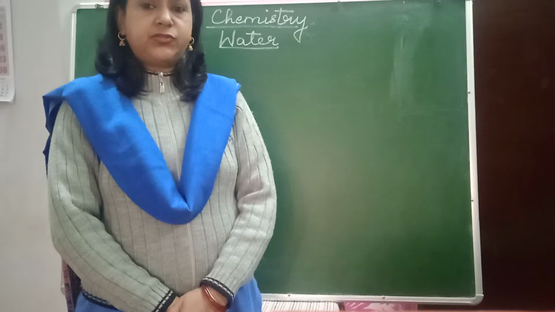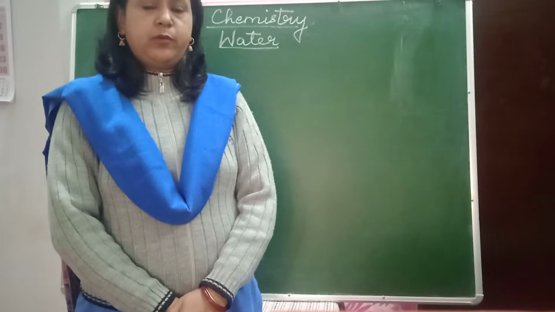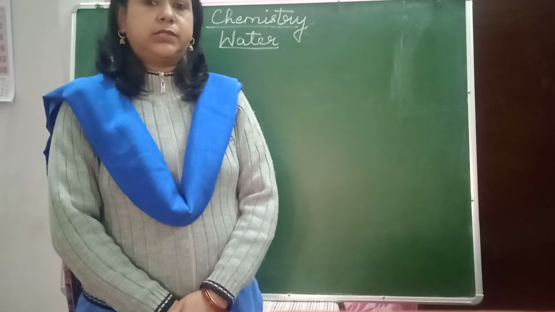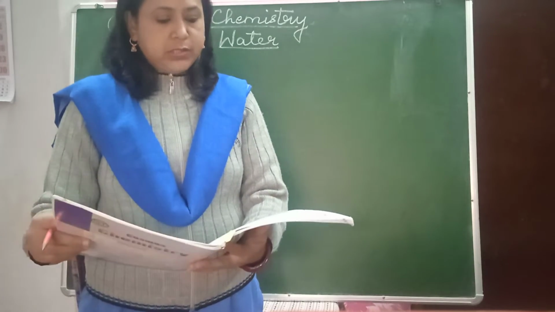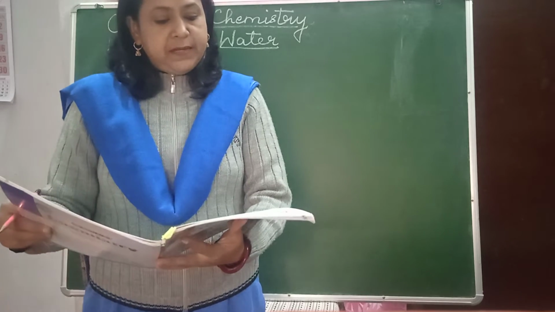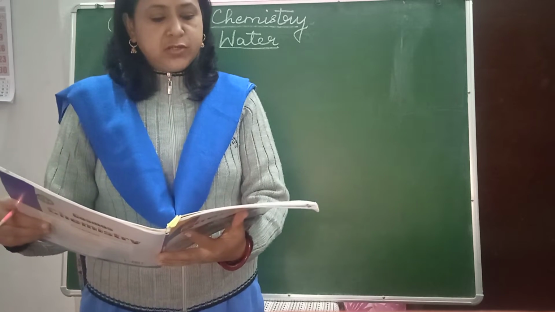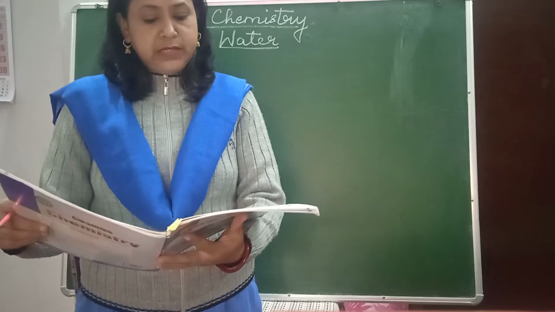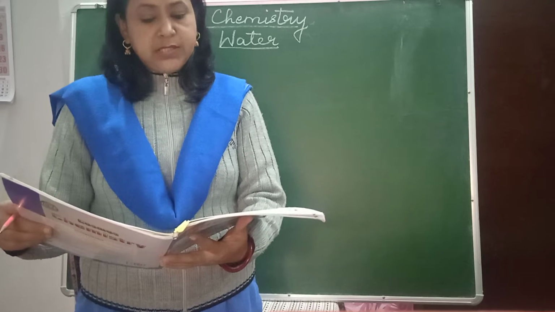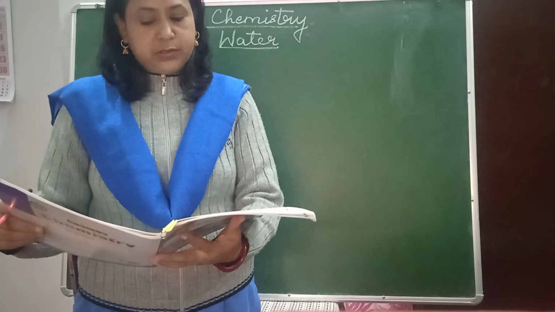Today, in our chemistry lesson of class 6, we are going to study water. Please turn your books to page number 54, water. Please see, water as a natural resource. Water is found abundantly on earth. Nearly two-thirds of the Earth's surface is covered with water.